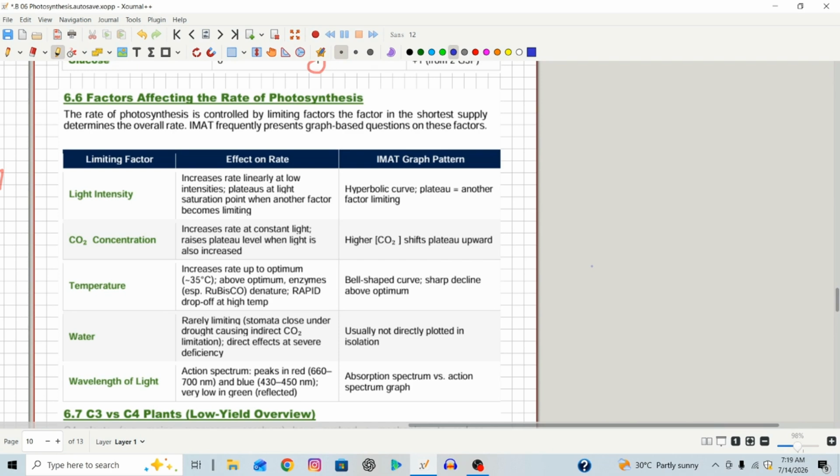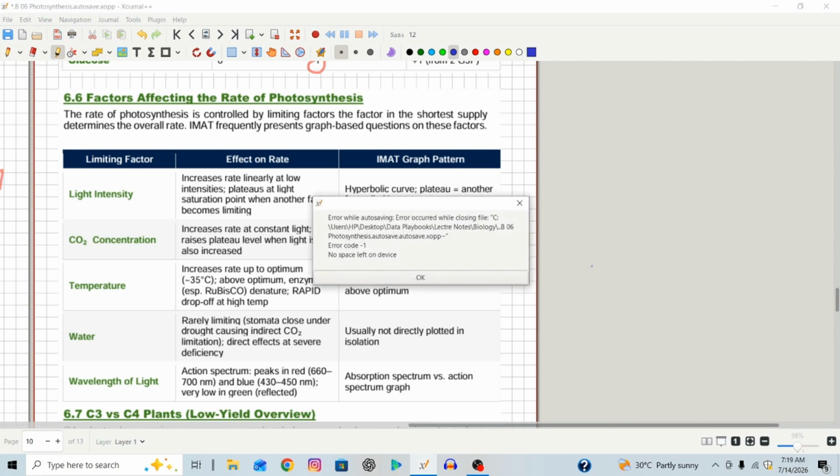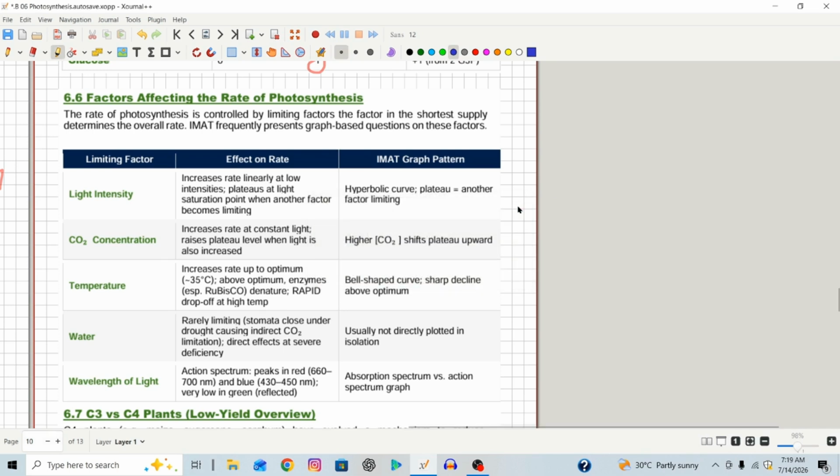If we talk about water, water is not a really good limiting factor. Obviously water affects photosynthesis, but it does not affect it as much as light, carbon dioxide and temperature. So it actually affects photosynthesis but not as much as other factors.